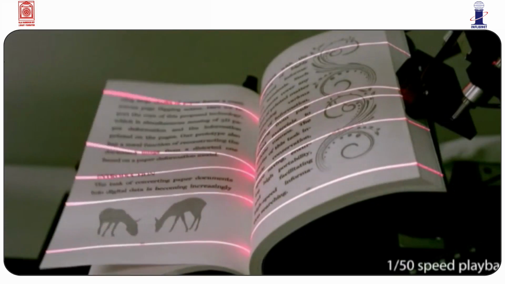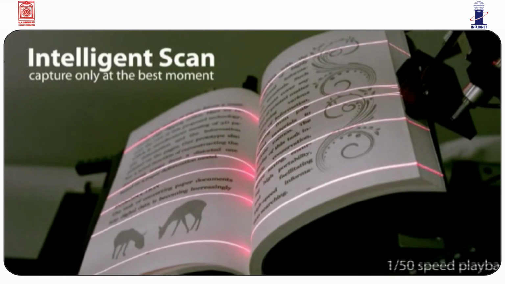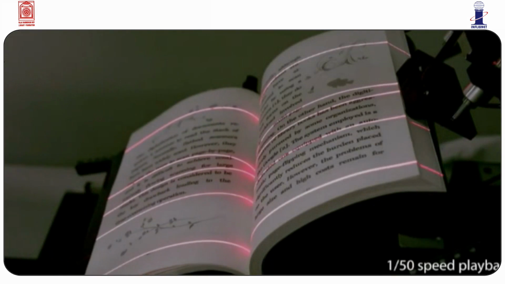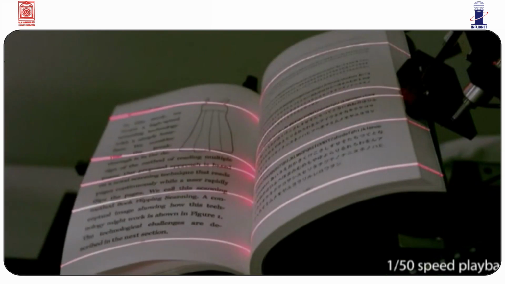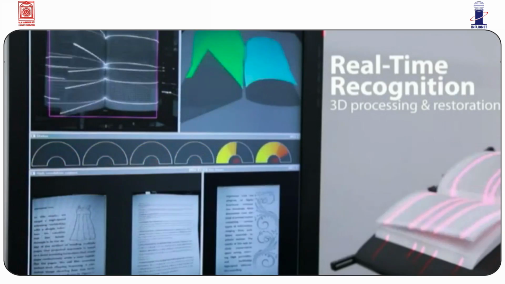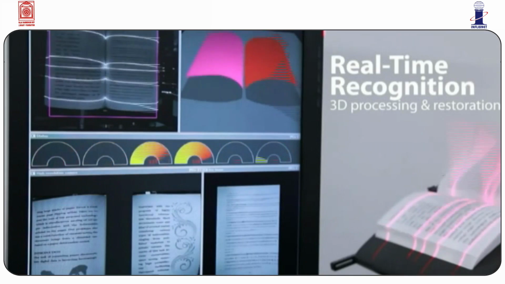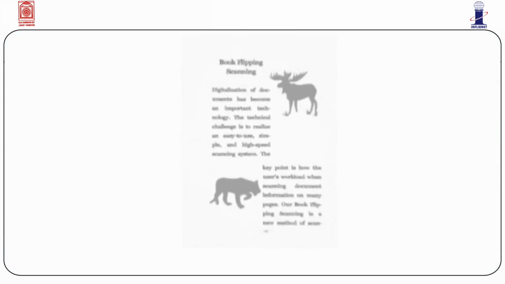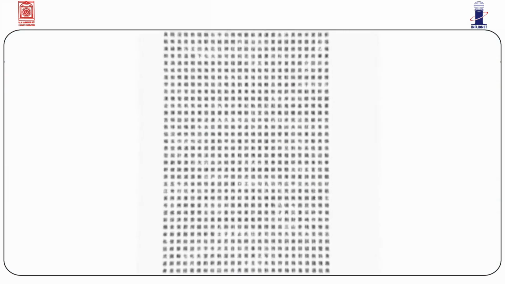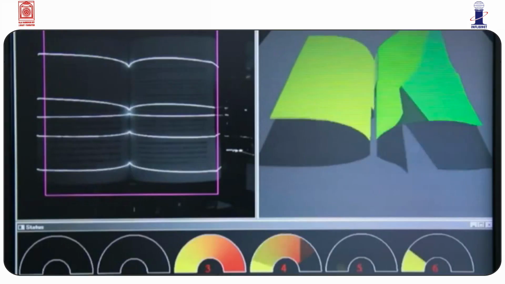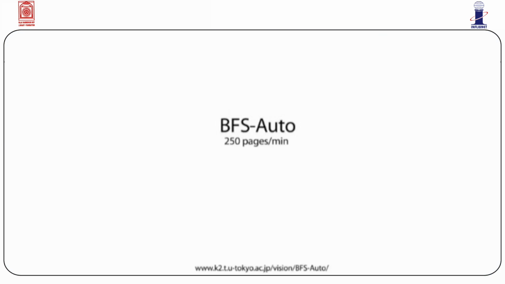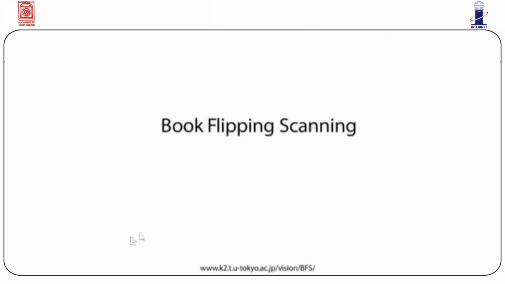This video is from the University of Tokyo, an intelligent scanner. Look at how slowly it places the book and at which time it is to be scanned. That is decided by this intelligent software. And once the document is scanned, look at the scanned document. It may be in a different shape, but the software will take care of putting it into the right shape. And here 250 pages per minute is possible.